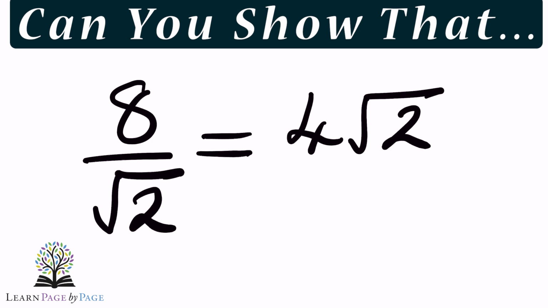We have this neat little question where they want us to show that 8 over root 2 equals 4 multiplied by root 2. There's a technique we're going to use which eliminates the surd in the denominator. You may call it a radical depending where you are in the world.